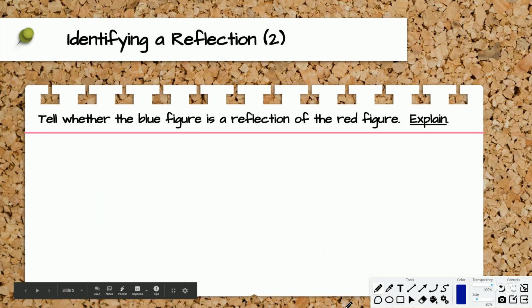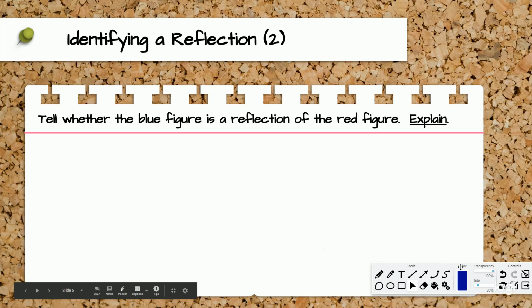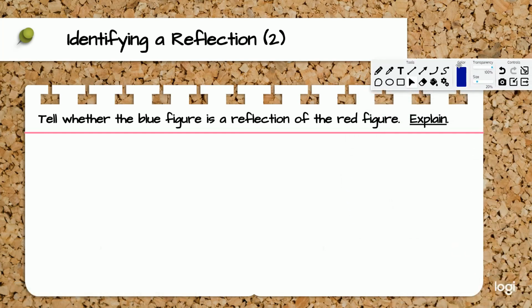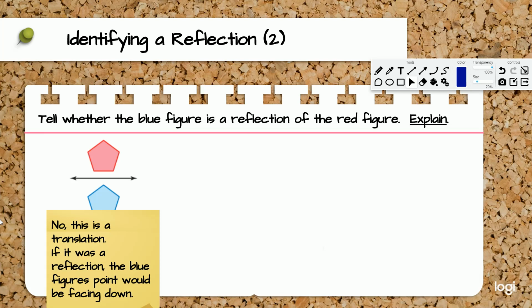Here's some more examples. I think I need to move this up for it. So tell if the blue figure is a reflection of the red figure. So here's the first one. What I notice right away is that this point is closer to the line, but on this one, the point is not closer to the line. So no, this is a translation. If it was a reflection, the blue figure's point would be facing down. So this point right here would be facing down if it was a reflection. Here's another one.